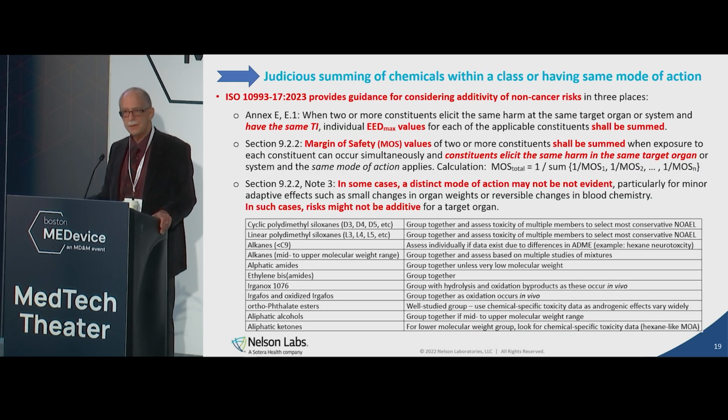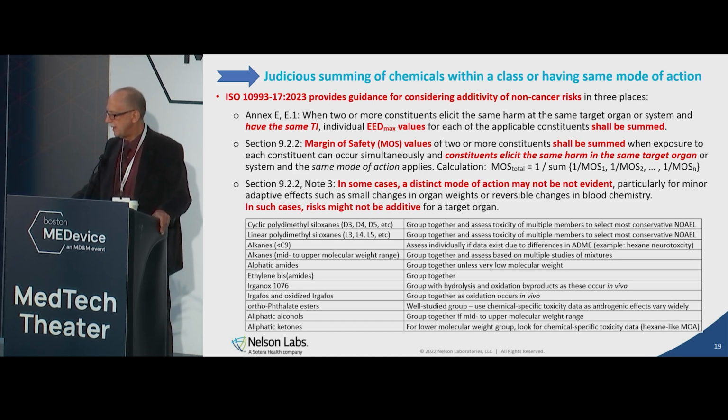Next, part 17 now says we should sum toxicities, or sum the chemicals and then compare to a toxicity. It has guidance in Annex E, also in Section 9. When two or more constituents elicit the same harm, two chemicals causing the same harm at the same target organ, and have the same tolerable intake, we should be summing the chemical exposures before we compare to the allowable limit.